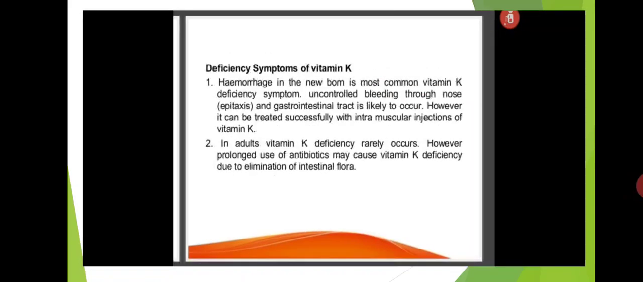Deficiency symptoms of vitamin K: hemorrhage in newborns is the most common vitamin K deficiency symptom, where uncontrolled bleeding through the nose and gastrointestinal tract is likely to occur. However, it can be treated successfully with intramuscular injections of vitamin K. In adults, vitamin K deficiency rarely occurs. However, prolonged use of antibiotics may cause vitamin K deficiency in adults.